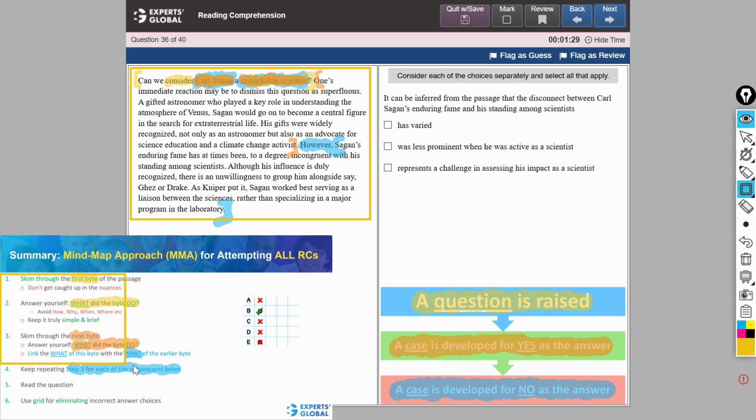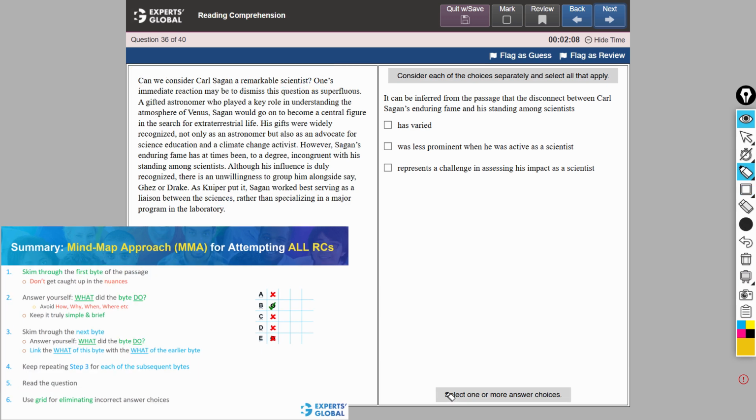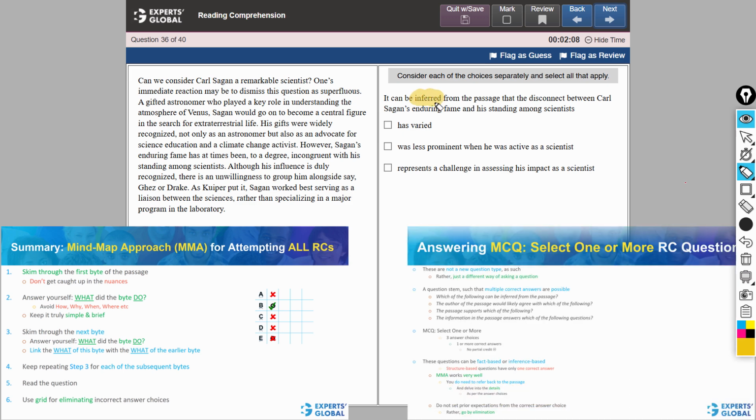We completed the first 4 steps, and now we must go about reading the question stem. We see that it is a select one or more question type. We must solve it as a normal inference question using our discussed approach. The context here is the disconnect between our scientist's enduring fame and his standing among the scientists. Therefore, this part of the passage becomes the most relevant here.